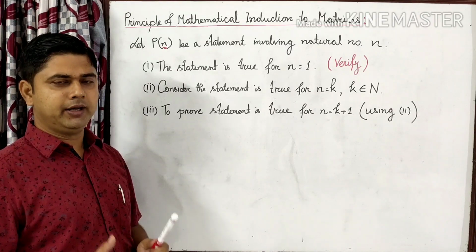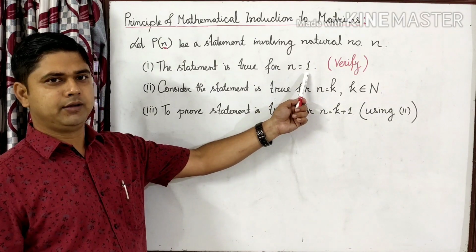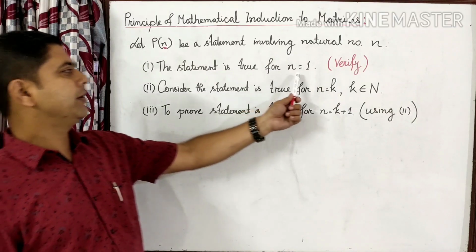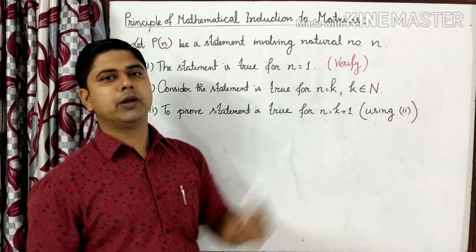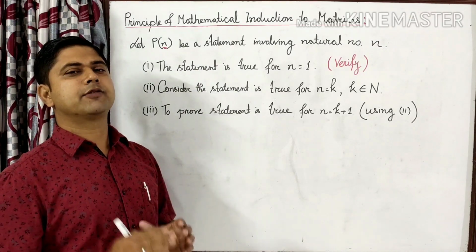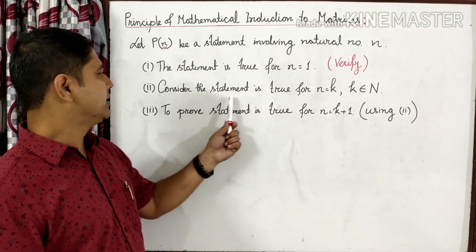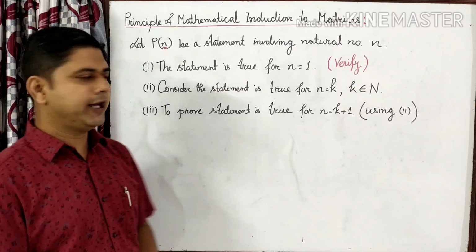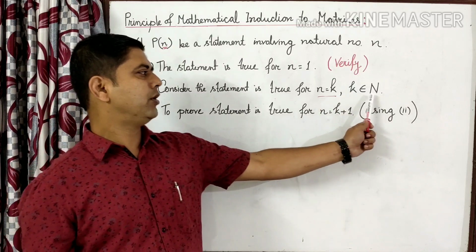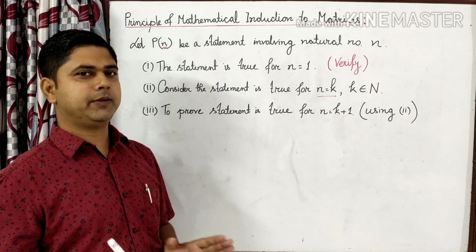Initially you have to verify the given statement is true for n equal to 1, that means the least natural number. Sometimes it may be given as n is greater than or equal to 2, then you have to start by verifying initially for n equal to 2. The second step: we consider the statement is true for n equal to k, where k belongs to the natural numbers.